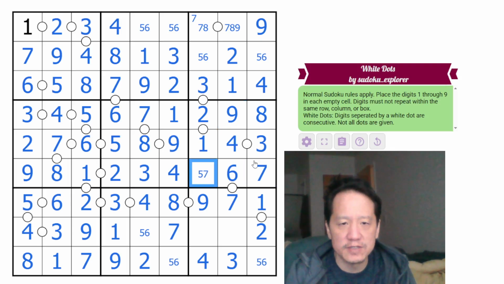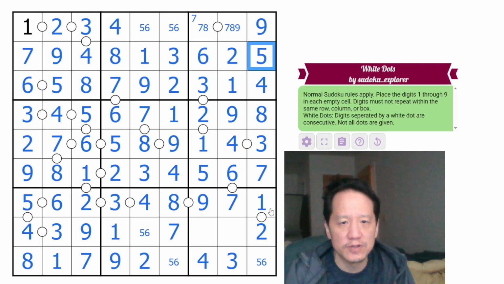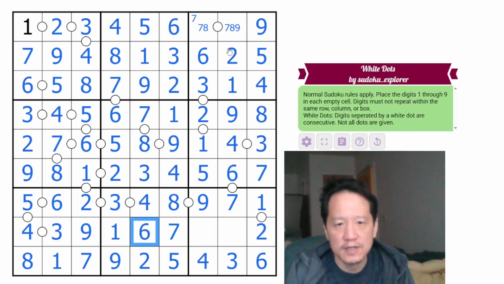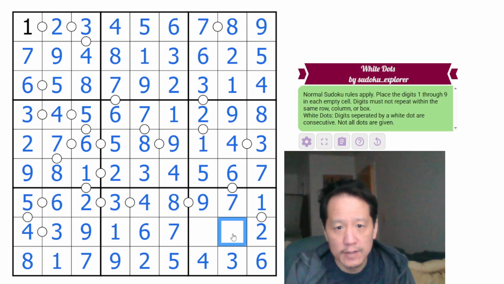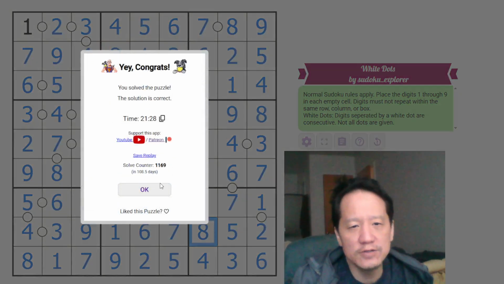This 7 means this has to be a 5, which means this can't be 5. This is a 6, which means that can't be 6, so it's a 5, which means this can't be 5, so it's a 6, which makes that a 5, which makes that a 6. That makes that a 5, and that's a 6. And we're almost done. This can't be 7 or 9, so this must be 8, which makes that a 7. The remaining digit here is a 5, and the remaining digit here is an 8. And that's how you solve it.